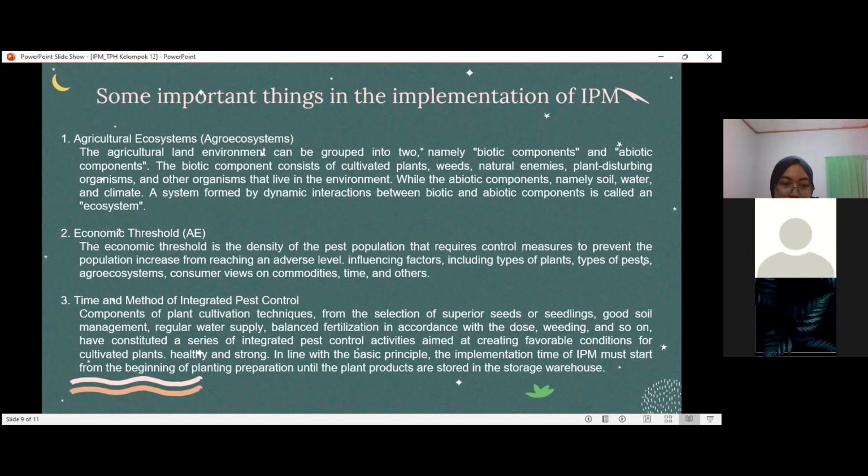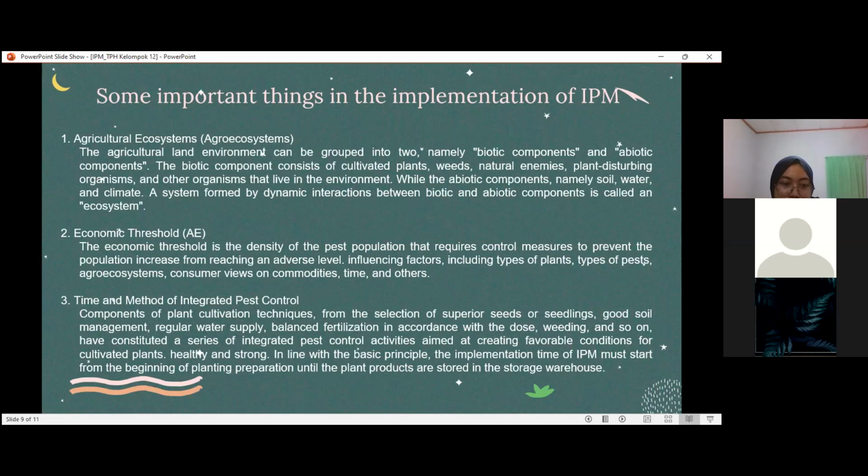Second, economic threshold. Economic threshold is a density of the pest population that requires control measures to prevent the population increase from reaching an adverse level. Influencing factors include types of plant, types of pest, agroecosystem, consumer view on commodity, time, and others.